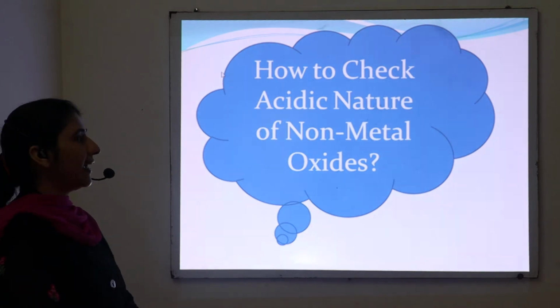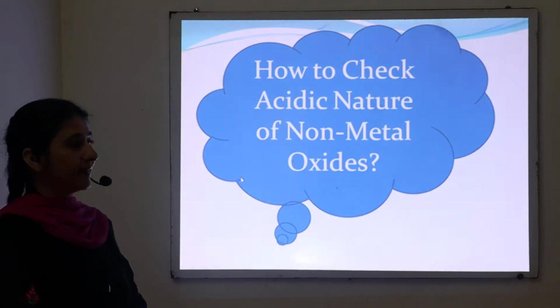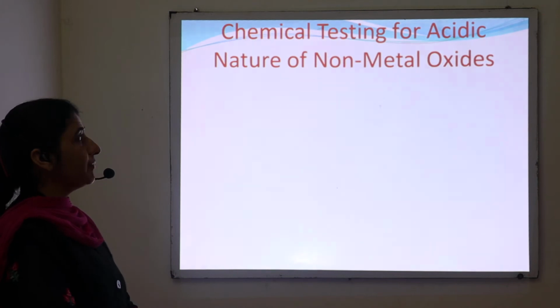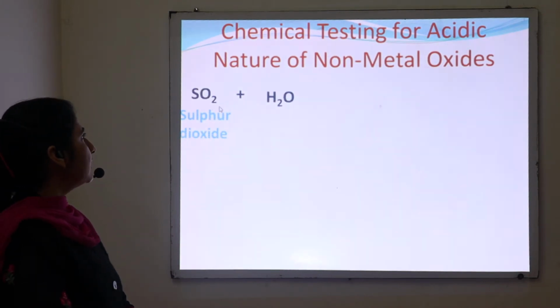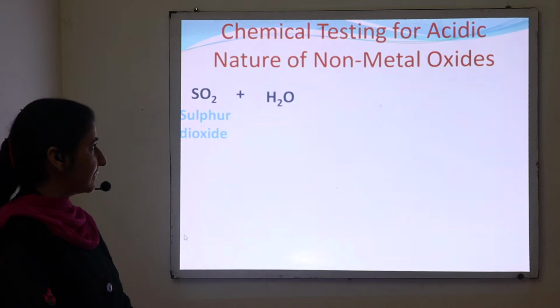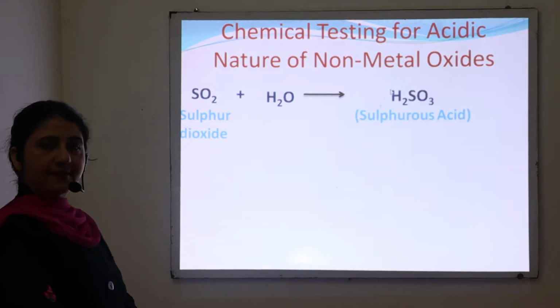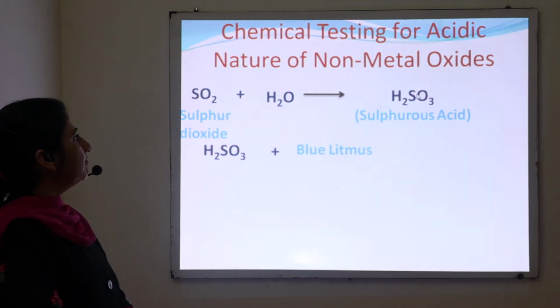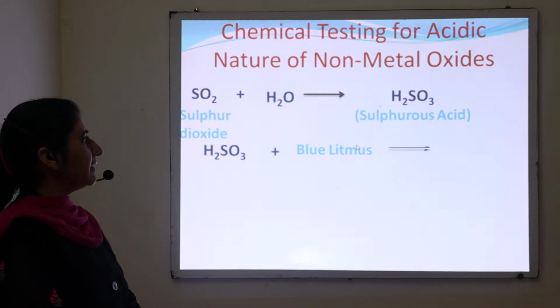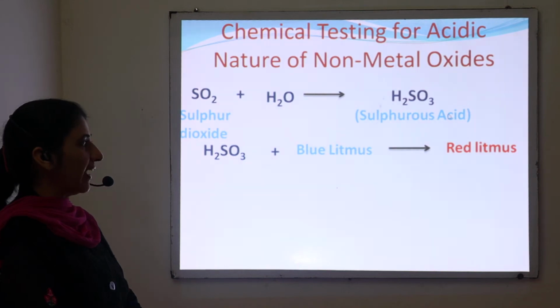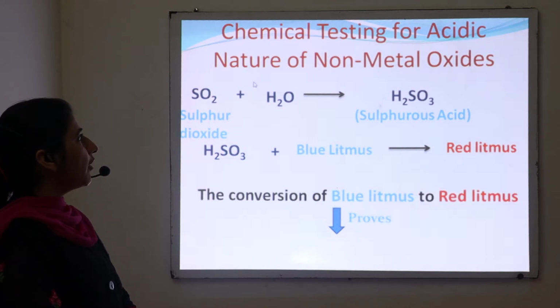So how to check the acidic nature of non-metal oxides? The acidic nature of non-metal oxides is checked with the help of a chemical test. In this case I am taking the example of sulfur dioxide. When it dissolves in water, it forms sulfurous acid. And in this sulfurous acid I will add blue litmus. The blue litmus is converted into red litmus. So due to the conversion of blue to red, it proves that this non-metal oxide is acidic in nature.